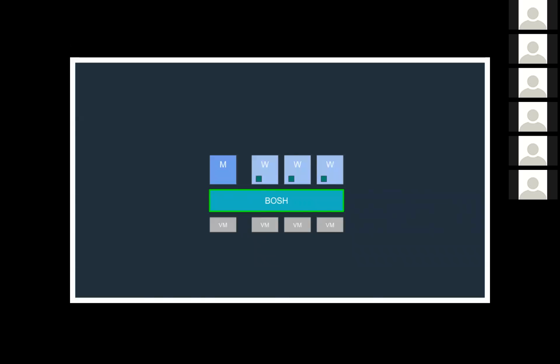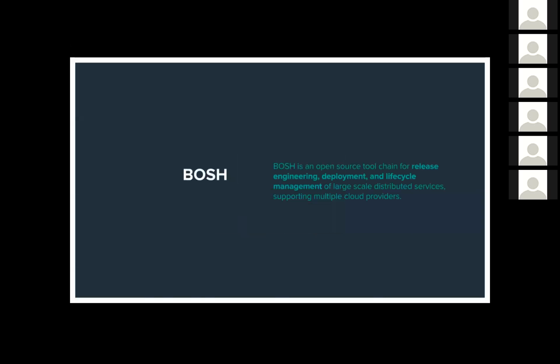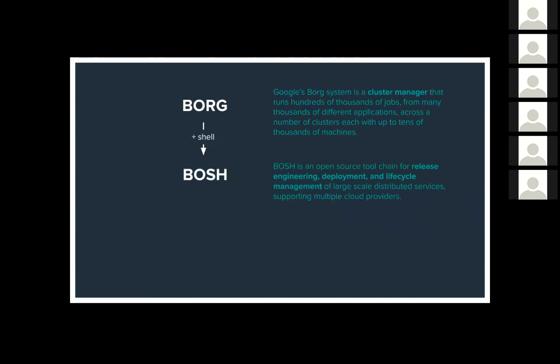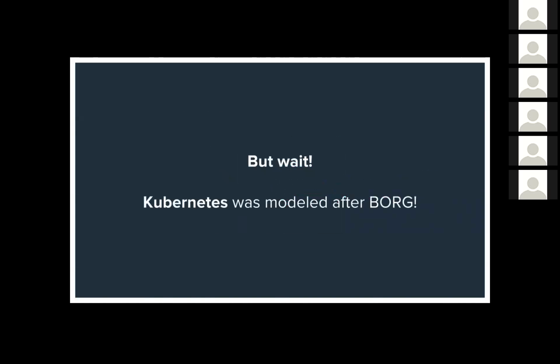So in this particular case, we're going to talk about how we used BOSH for Kubo. BOSH, as I said, is open source, and it handles release engineering, deployments, and lifecycle management. And it's modeled after Borg. Everybody has probably heard of the white paper, and we all know that Kubernetes, in fact, is modeled after Borg.